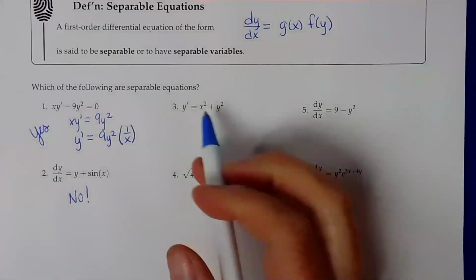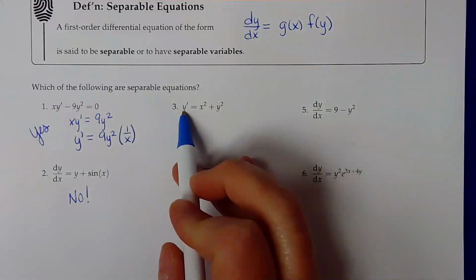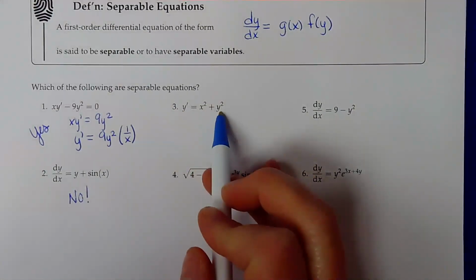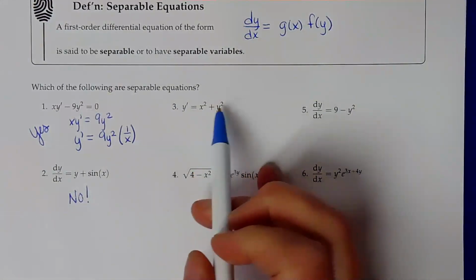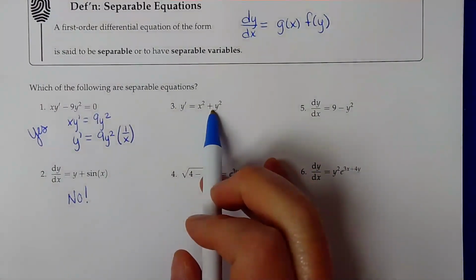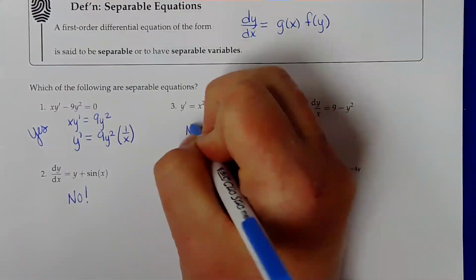So number 3 is already written as y prime or dy/dx. But here I have x squared plus y squared. So again, I do have a separation of the x squared piece and the y squared piece, which is good. But it's got addition going on here. So this one is not separable.